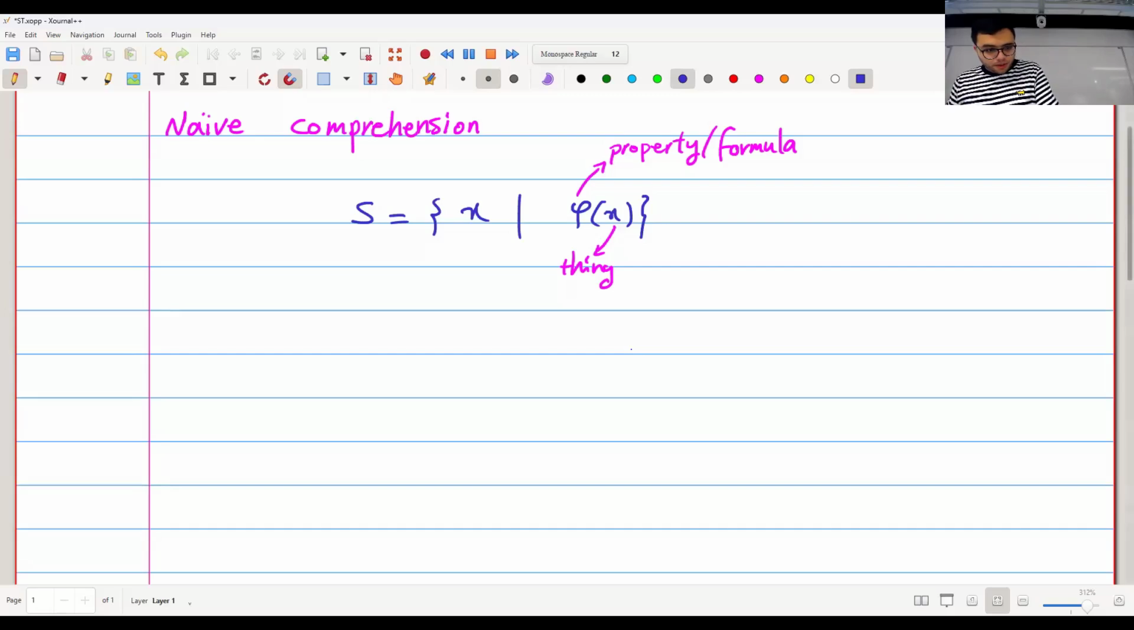And this leads to Russell's paradox. I forgot how many S's and how many L's again. Hopefully it's correct. Oh, I forgot how to write paradox.